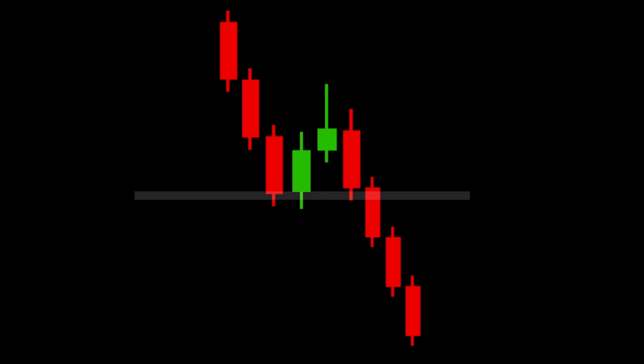This is all the theory of impulse entry. I think you understand that. Let's move to the next chapter. Our second chapter is the confirmation candle.